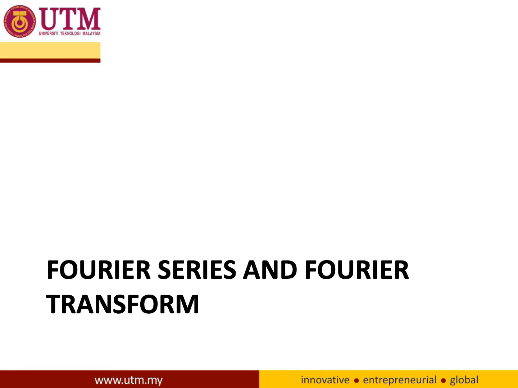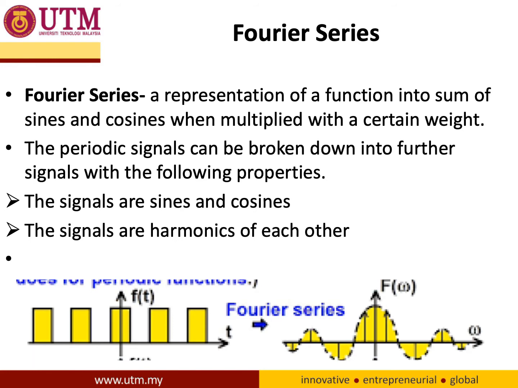Before we proceed with Fourier transform, let us take a look at the difference between Fourier series and Fourier transform. As demonstrated in the previous chapter, Fourier series is a representation of a function as a sum of sines and cosines multiplied with a certain weight, which we call a coefficient. The periodic signals can be broken into further signals with the following properties. The signals are sine and cosine. The signals are harmonics of each other.